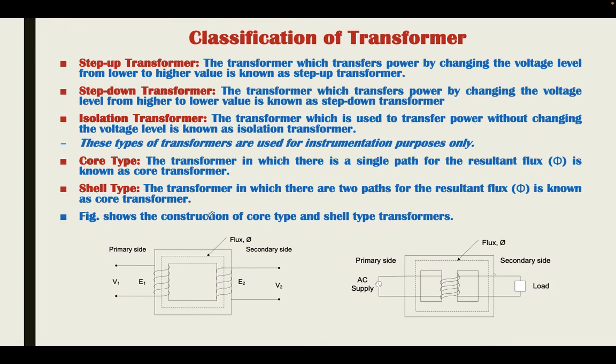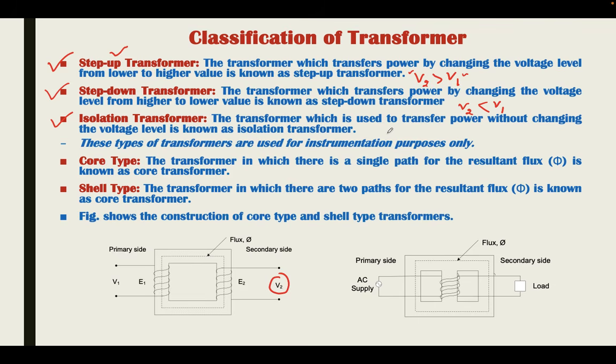Depending upon the application, transformers can be classified in three ways: step up transformer, step down transformer, and isolation transformer. Step up transformer here means the output voltage is greater than the input voltage. The applied voltage is V1, whereas the output voltage we are getting at the secondary winding is V2. If V2 is greater than V1, that transformer is known as a step up transformer. Whereas when V2 is less than V1, that type of transformer is known as a step down transformer.